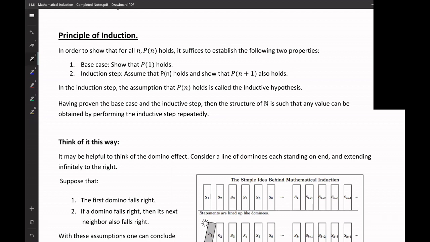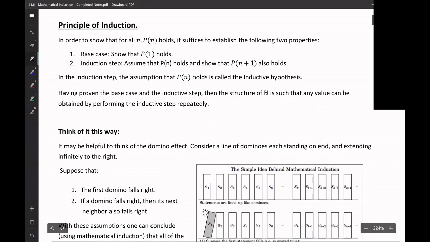Having proven the base case and the inductive step, then the structure of n is such that any value can be obtained by performing the inductive step repeatedly. If you show that n is true, and you show that n plus 1 is true, by that chain you also know that n plus 2 is true, and n plus 3 is true, because you can show n plus 1 implies n plus 2, and so on and so forth.